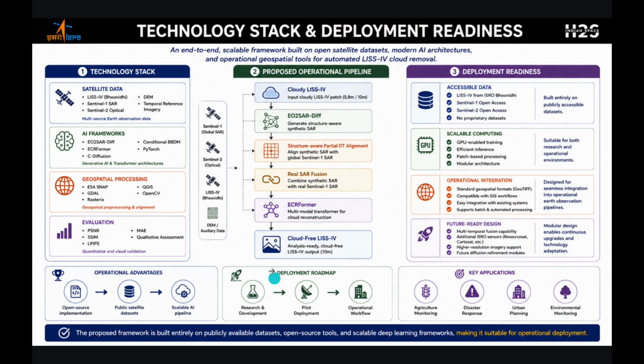The framework is built entirely using publicly available datasets, open-source geospatial tools, and modern deep learning frameworks. We combine LISS-4, Sentinel-1, and Sentinel-2 imagery with EO2SAR-Diff, ESRFormer, and diffusion-based models supported by GDAL, ESA SNAP, Rasterio, and PyTorch. The modular design makes the framework scalable, reproducible, and suitable for operational deployment.